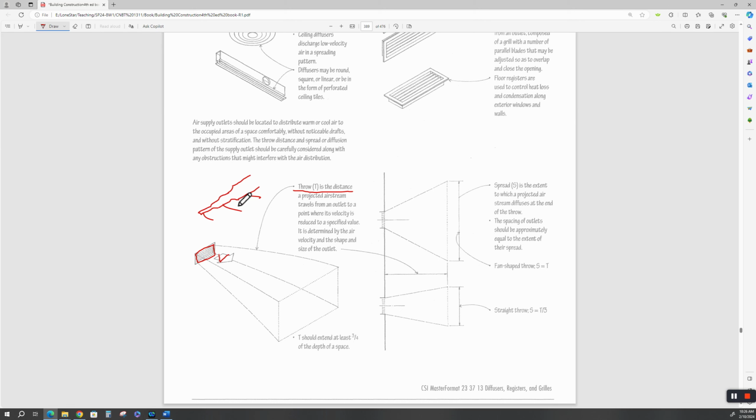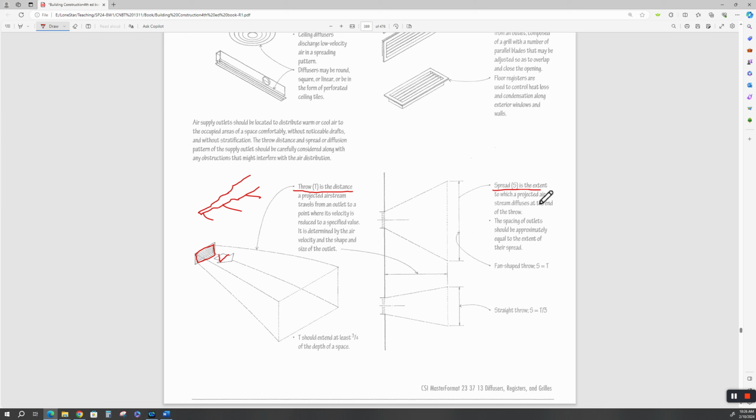And these are calculations the mechanical engineer will have to do, based on the velocity, the volume, and the air balance for the room. Okay. All right.